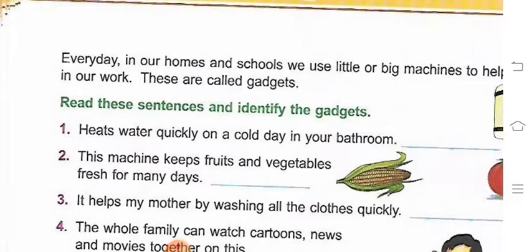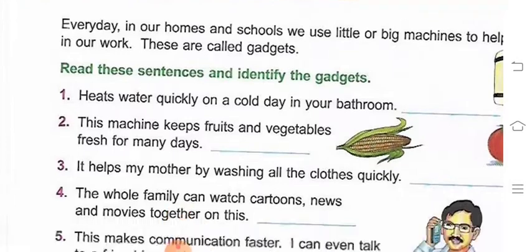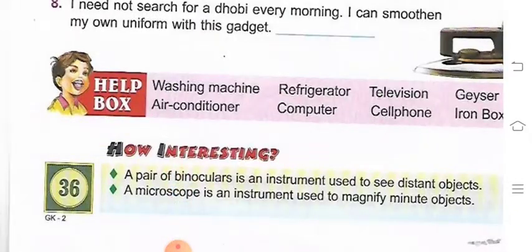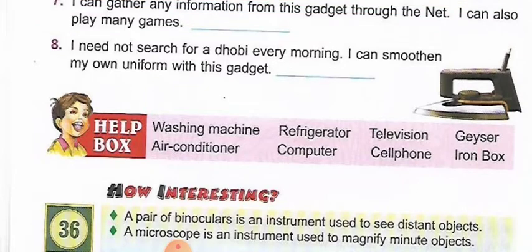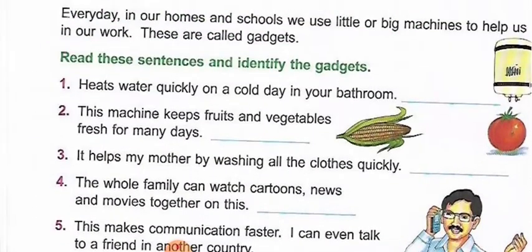See, heats water quickly. And one more thing, there are options given here. See, help box: washing machine, air conditioner, refrigerator, computer, television, cell phone, geyser, iron box. All have been given here. So you have to find out the answer from here and you have to write it. So, heats water quickly on a cold day in your bathroom.